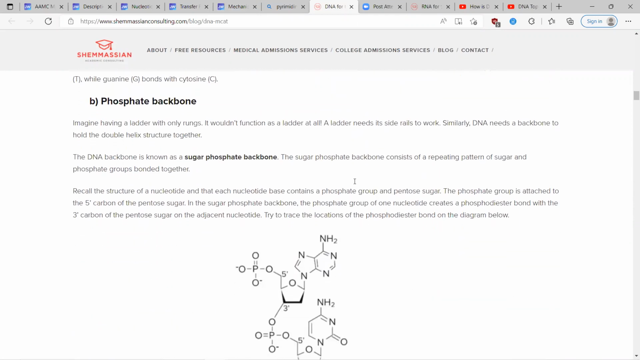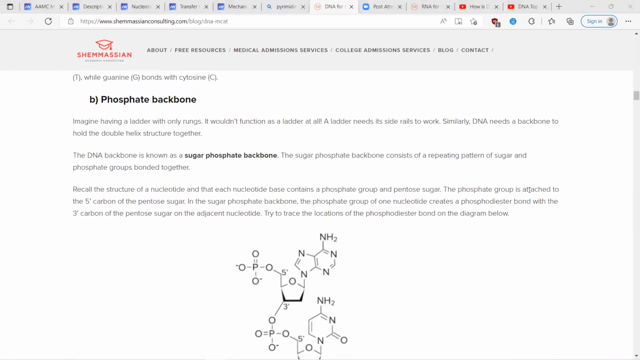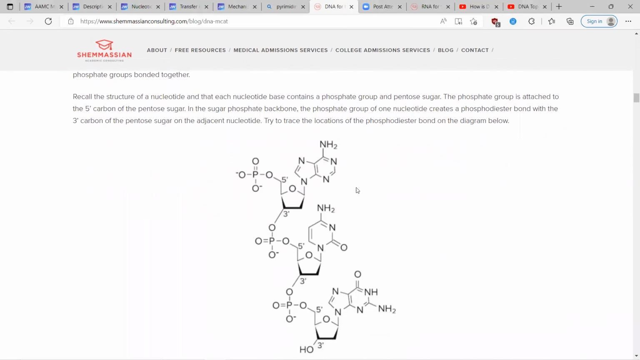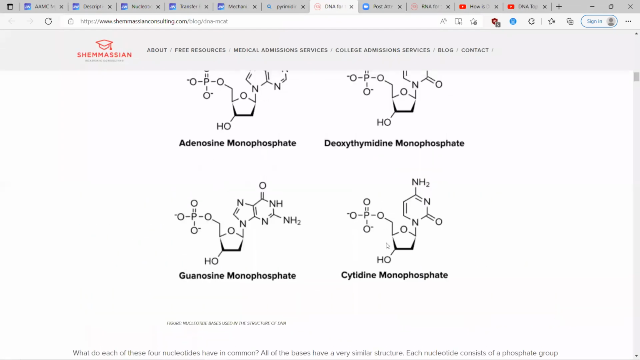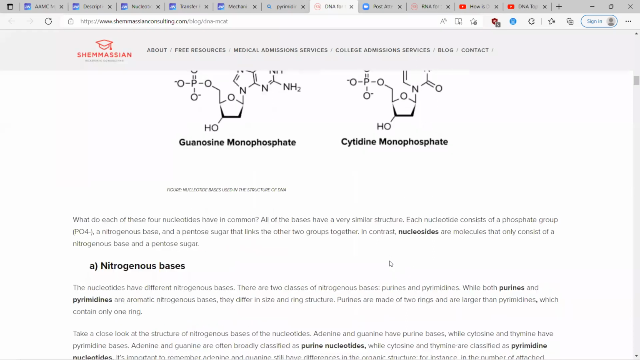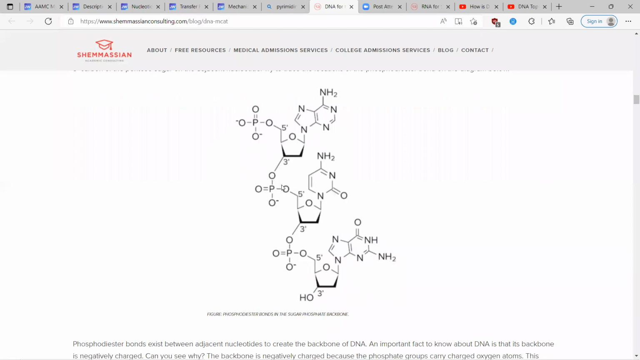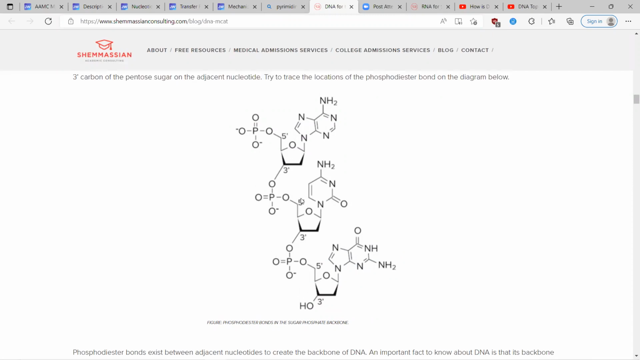Right. Okay, so now we talk about the phosphate backbone. Remember I talked about that 3' OH group, and I said that this is important. Why is this important? Because this is how these monomers link together. We saw last time how amino acids link together. Here, this is the link together.